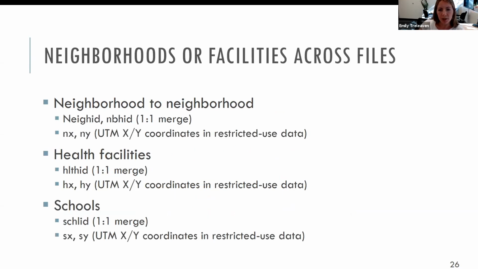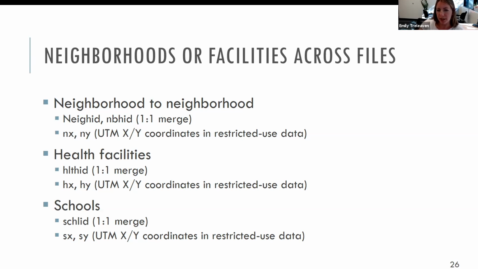Finally, we can do a one-to-one merge at the neighborhood or service level, meaning neighborhood to neighborhood or school to school, for example. Neighborhoods are called either NAID or NBHID in CVFS data files, and health facilities and schools tracked in the health facility calendars and school history calendars also each have unique identifiers. These area level files also include GIS coordinates. In CVFS, we use UTM XY coordinates, which Adrian will go into more detail on.